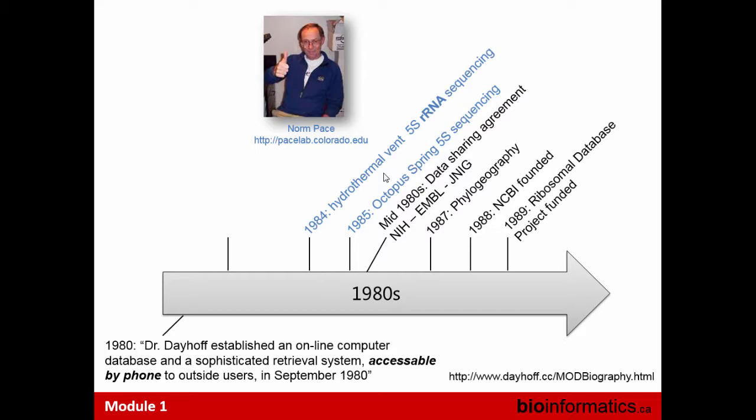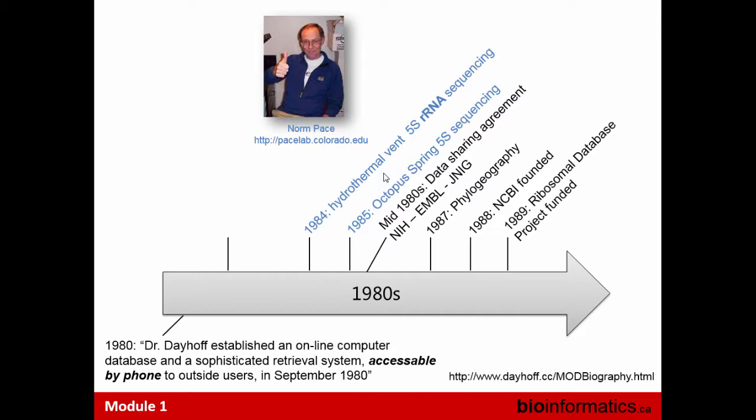Okay, and so we're getting to what I call the dawn of metagenomics, okay? Because in 1984 and 1985, Norman Pace's group developed the first methods for sequencing genes from microbial communities without culturing, okay? This is where it all started. They did not sequence the gene, they sequenced the ribosomal RNA directly, okay? But this is where it all began. 1985, 30 years ago. Hydrothermal vents, and then this Octopus Spring, which I think was in Yellowstone. Mid-1980s, and this paved the way for everything that came after.